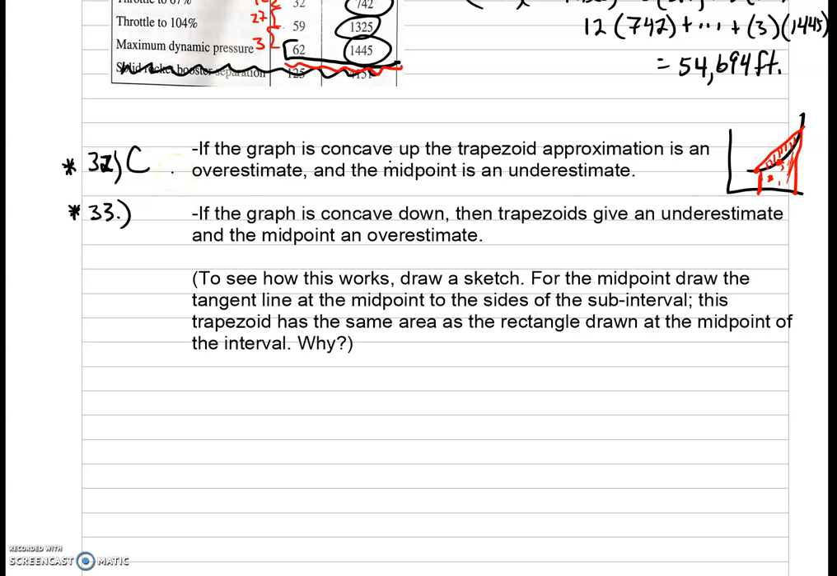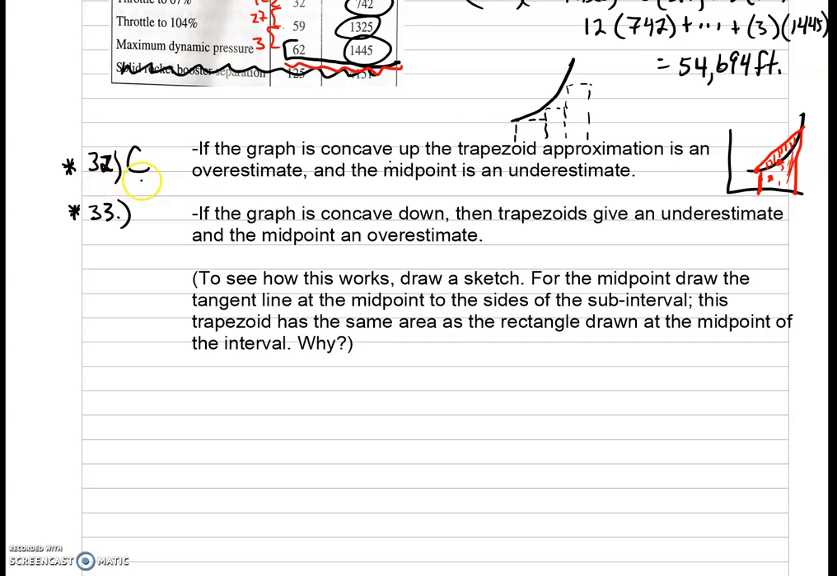All of those other things, in number 32, it tells us that the graph is concave up. And if it is concave up, trapezoid is an overestimate, midpoint is an underestimate. In number 32, it also tells us the graph is increasing. So if it's increasing, think about what your LRAM is going to be. Your LRAM is going to be an underestimate as well. So it's going to be more of an underestimate than the trapezoidal.